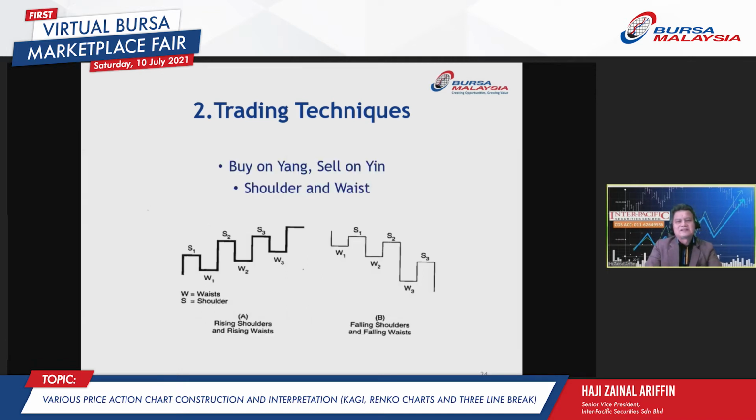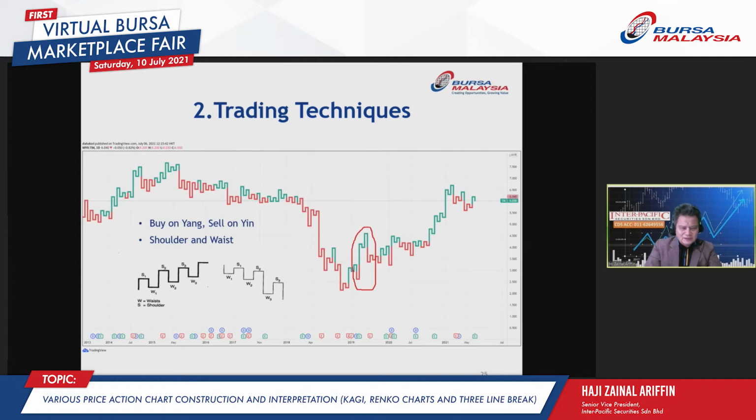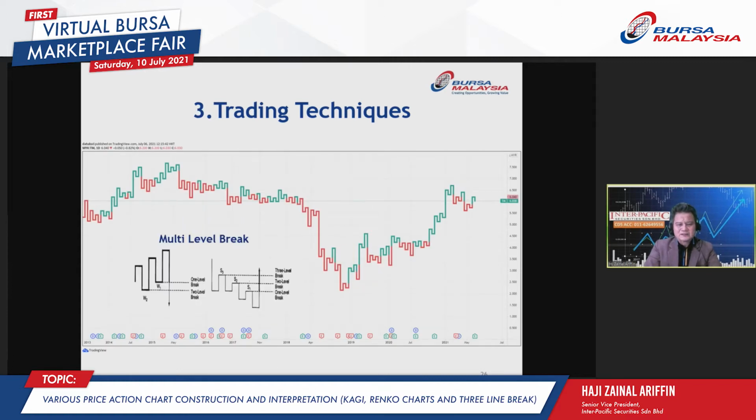This is a buy on Yang, sell on Ying. The next one, I already told you, later I'll show you. Next one is the variation of how to use this KAGI. One of it is the multi-level break. For example, in here you can see there is a multi-level break, and also at the top here we call it a multi-level break.